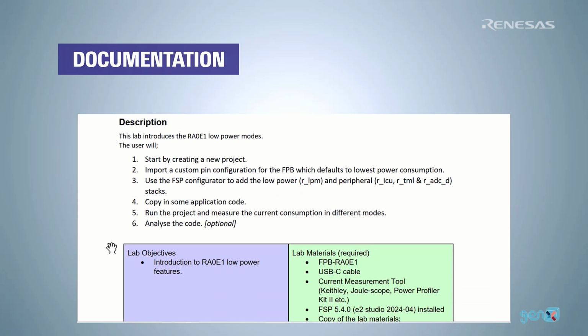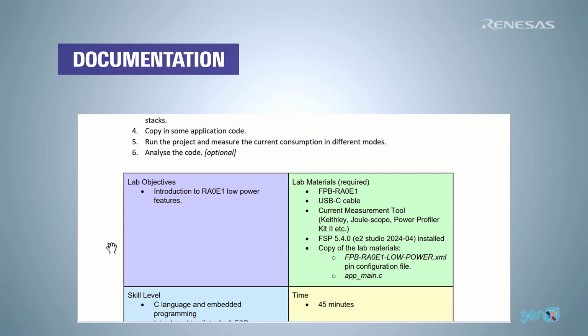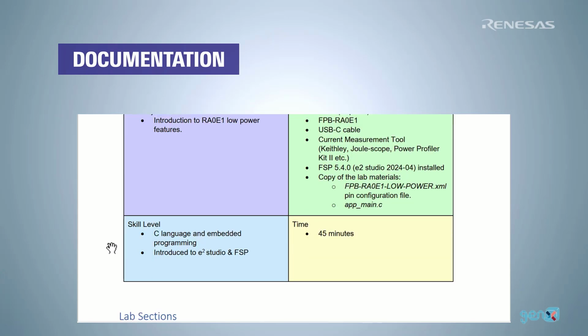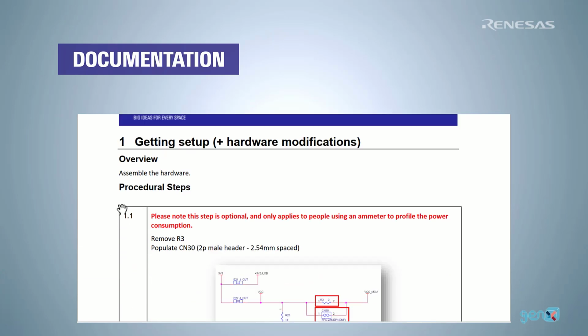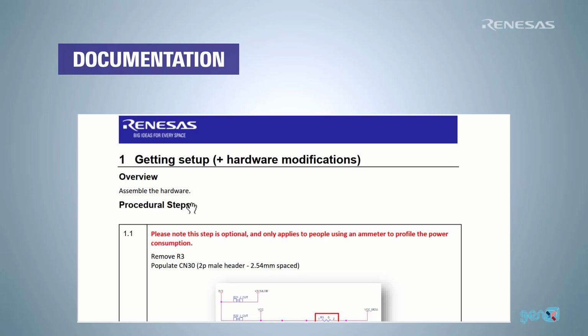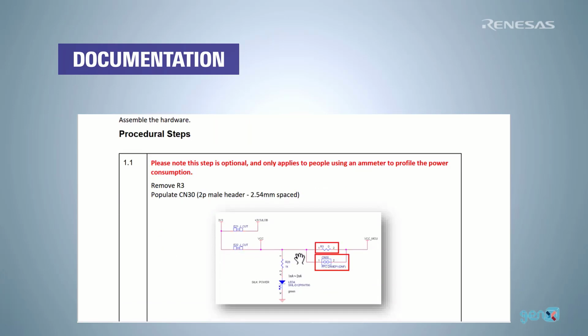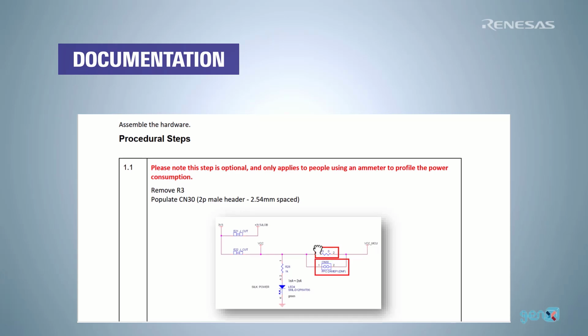For this video, I will use this document as a reference material. This document explains the detail related to hardware modification and FSP stack configuration for low power mode. In this video, we will use an ammeter to measure power consumption.